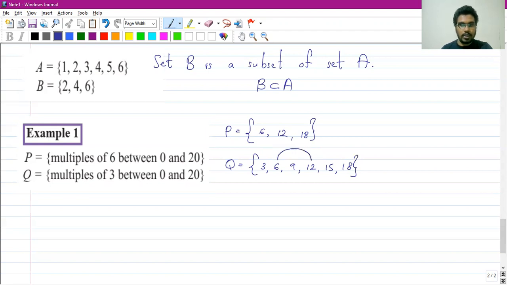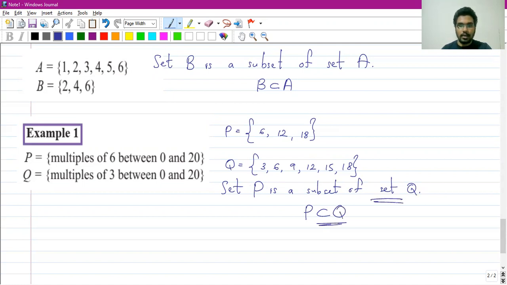So these are included in this set. That means all the elements are inside this set Q. That means we can say P is a subset of Q. P is a subset of set Q. Or we can write it using that notation. P is a subset of Q like this way. So both of these are correct. So this is example number 1.